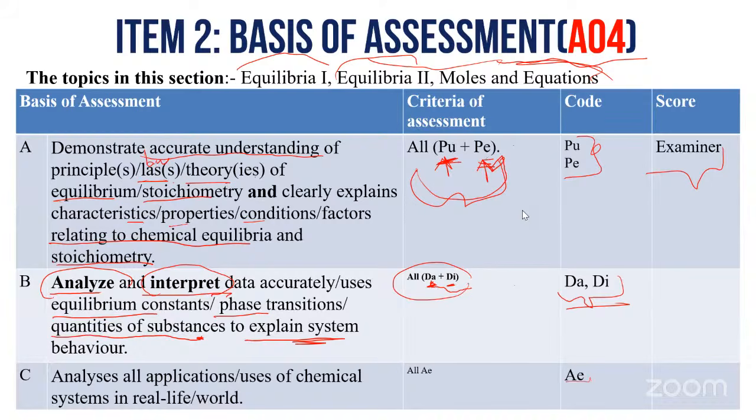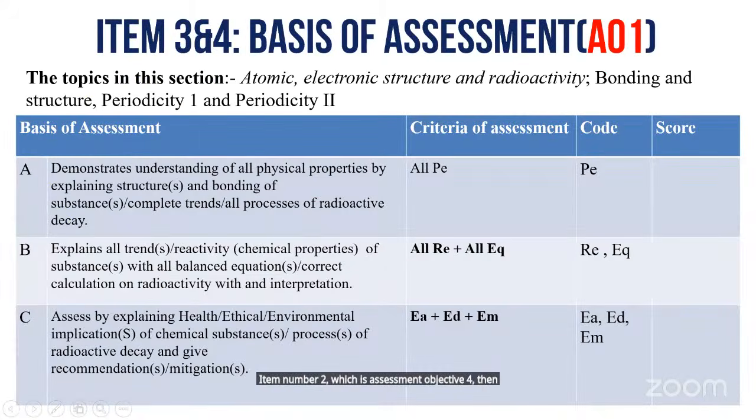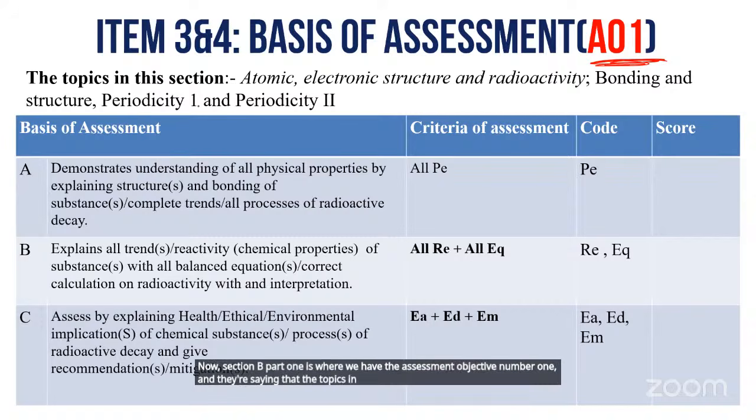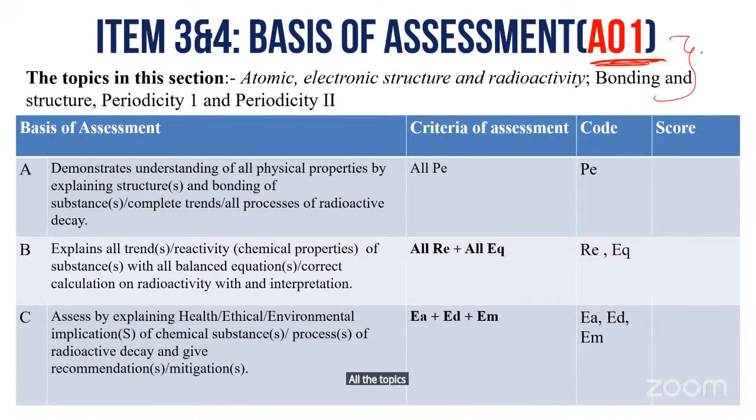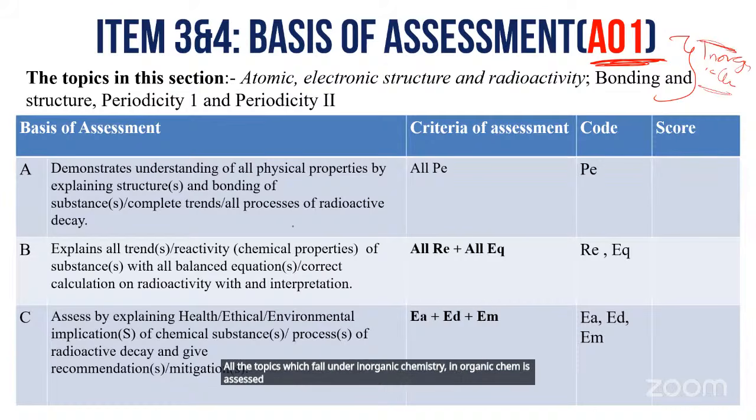Okay, thank you. So that is item number 2, which is assessment objective 4. Then here we have section B. Now, section B part 1 is where we have the assessment objective number 1. And they're saying that the topics in here, we have all the topics which fall under inorganic chemistry. The inorganic chem is assessed in section B, part 1.